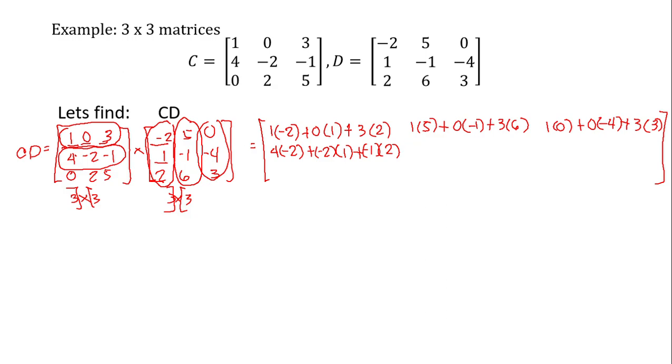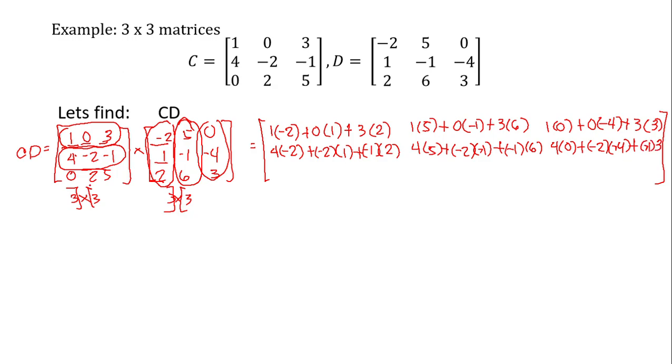Okay, so ito na ito and ito. Okay, so 4 times 5 plus negative 2 times negative 1 plus negative 1 times 6. Okay? Next, second row, third column. So we have 4 times 0 plus negative 2 times negative 4 plus negative 1 times 3.